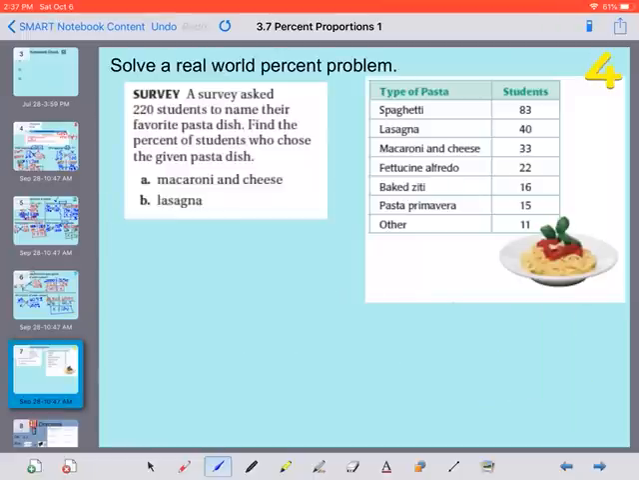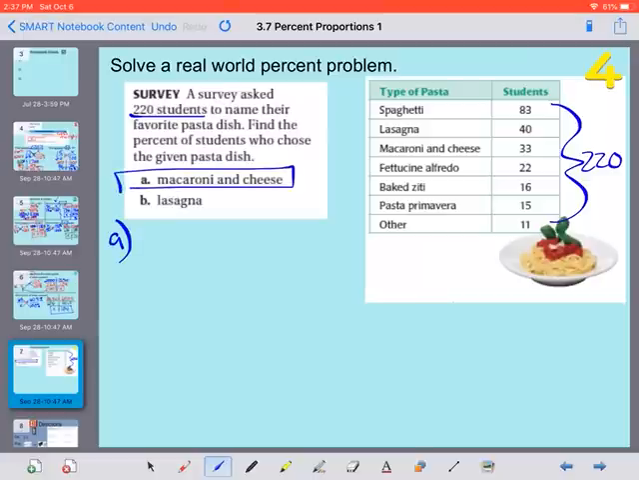This last one, it says solve a real-world percent problem. A survey asked 220 students to name their favorite pasta dish. Find the percent of students who chose the given pasta dish. So we have two problems we need to solve. They're giving us all the students over here, but they told us already that there's 220. We don't need to add those up. So we have all the different types of pasta listed there. It makes me hungry. First, we're going to look at just macaroni and cheese.